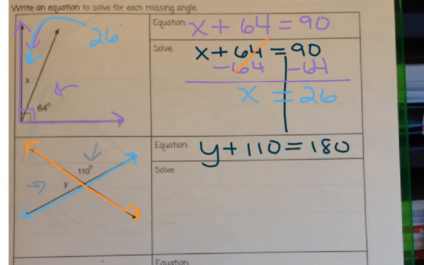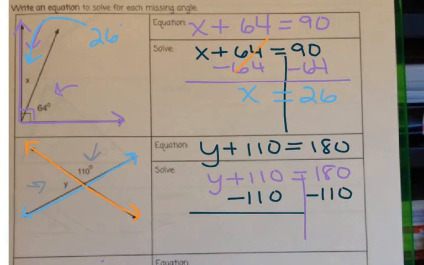I'm going to rewrite that so I can solve it in my workspace. I'm going to draw my line down to keep things good because algebra is polite. What I do to the left, I do to the right. This is addition. That means I have to subtract it. Now, the 110s will cancel. That leaves me with just a y on this side, and y equals 70. That means that this angle right here is 70 degrees.